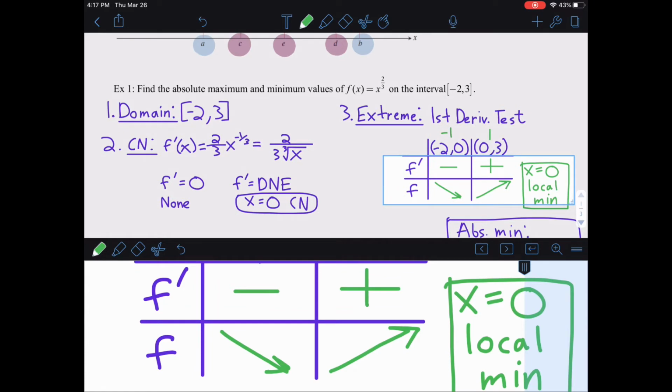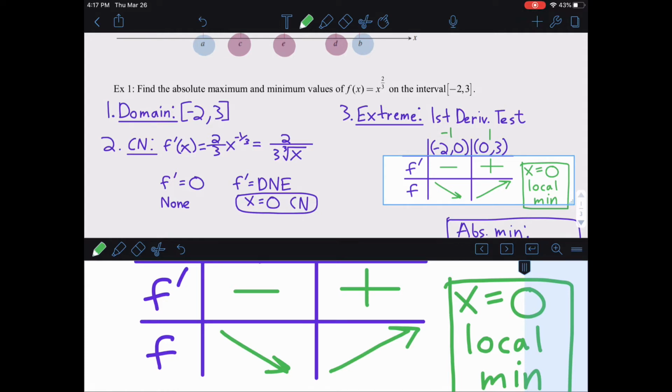Okay, when the derivative goes negative to positive, that means the function is going down and then back up. That creates a local minimum. If the derivative were to have gone positive to negative, that would have created a local maximum. Okay, now the reason it's a local and not a global or absolute, right, is because we have to test the endpoints here as well.